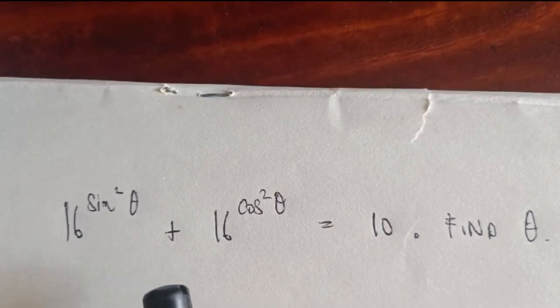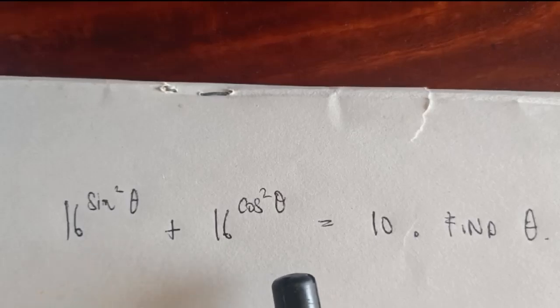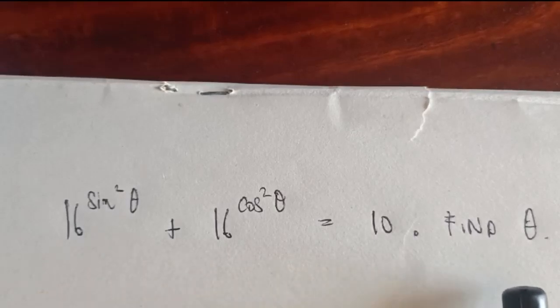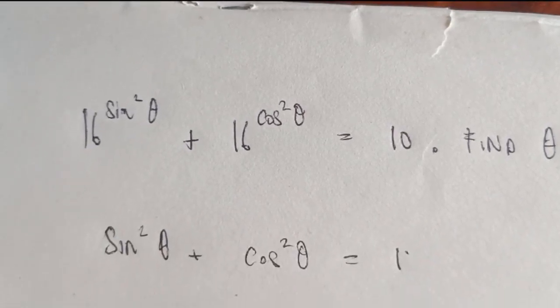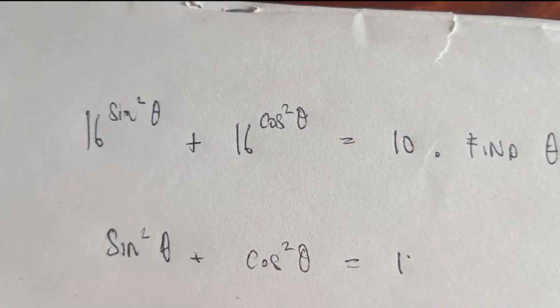So 16 to the power of sine squared theta plus 16 to the power of cos squared theta is equal to 10. Find theta. So while solving this, we will use the fundamental concept of trigonometry, which is sine squared theta plus cos squared theta is equal to 1. So this is fundamental trigonometry, right?